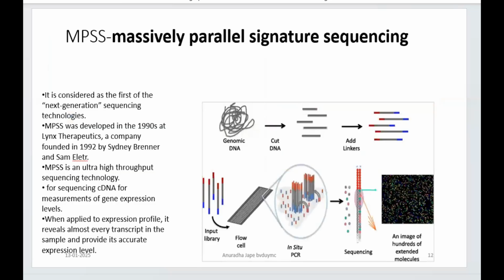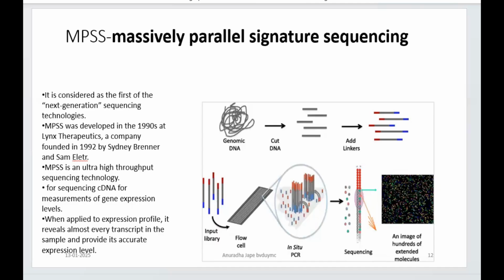Here we are going to talk about another technology, which is NGS again, next generation DNA sequencing method, but it is the one which is considered as the very first of the NGS. Right. So what is the title? It is MPSS. What does it mean? M stands for massively, P for parallel, signature sequencing. So it was developed as early as in the 1990s by Lynx Therapeutics company, and MPSS again is considered as a high throughput or ultra high throughput sequencing technology, which is used for sequencing cDNA.